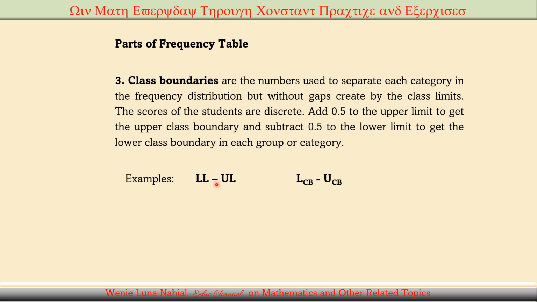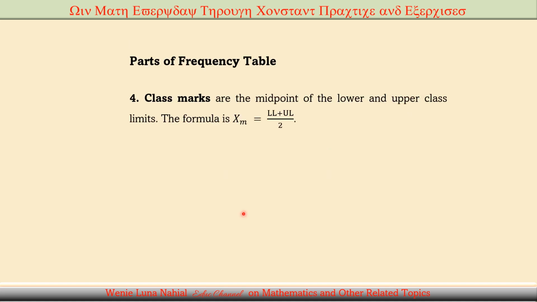For example, here, 10 to 14, the lower class boundary is 9.5 because this 10 is subtracted by 0.5. Then the upper limit, which is 14, is added by 0.5, so it becomes 14.5. So this is the upper class boundary. The same also for 15 to 19, then 20 to 24.